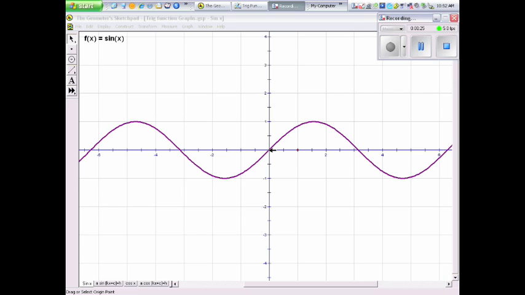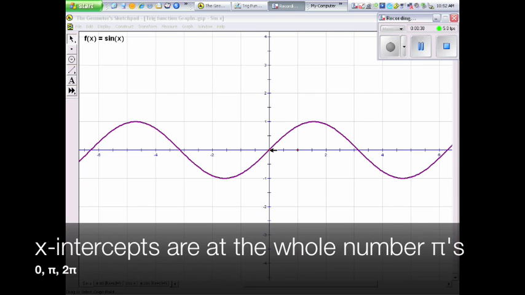There's a few things we have to remember. We have to remember where the sine graph begins. It begins at the origin. We have to remember that it has an amplitude of 1. So we also remember that the x-intercepts are at the whole pi's, really.